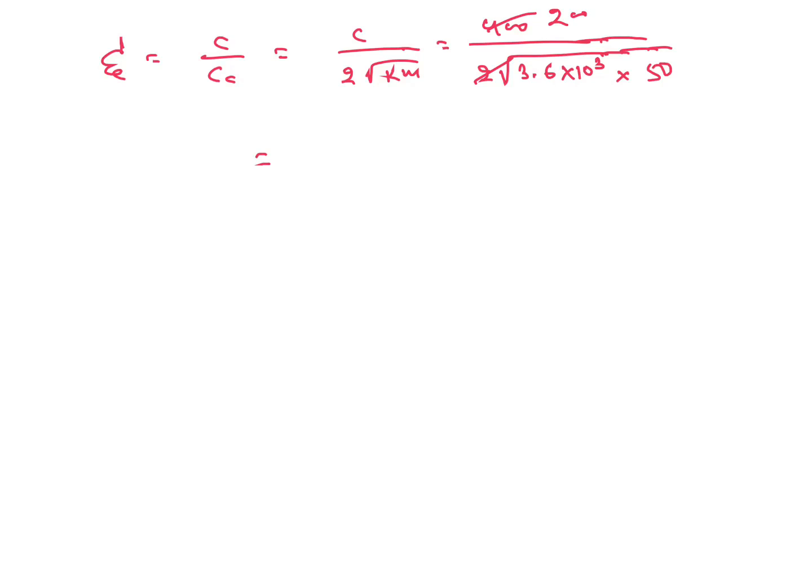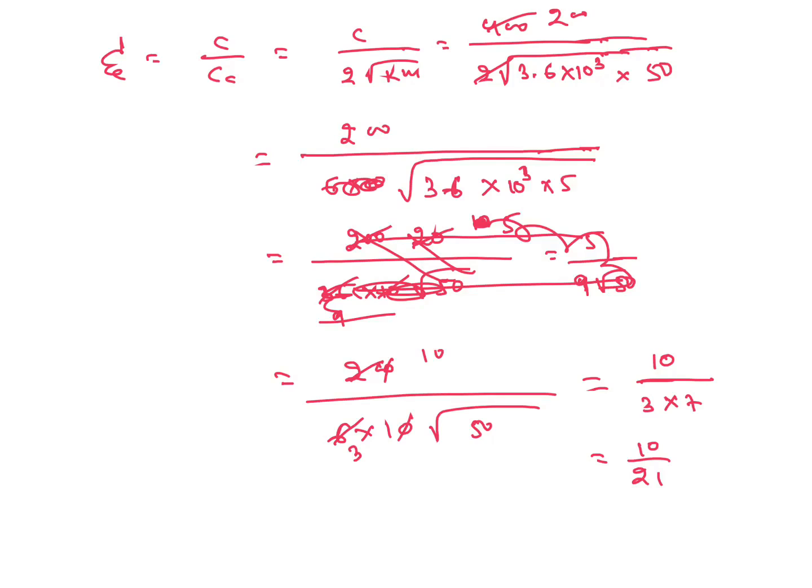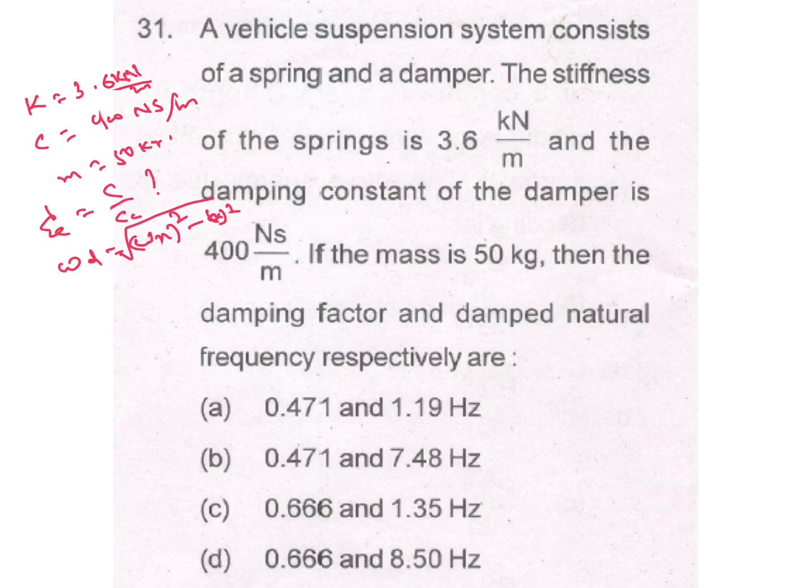If you put the values, C by Cc is C by root of K into M. K is 3.6 into 10 to the power 3, M is 50. Finally we will get 10 by 21. So from the options, 10 by 21 is around 4.71. So C is not possible, D also not possible.